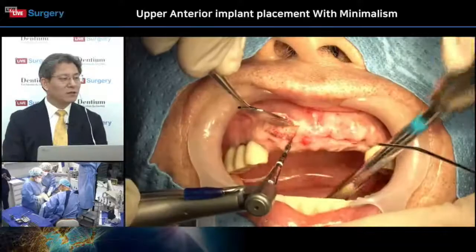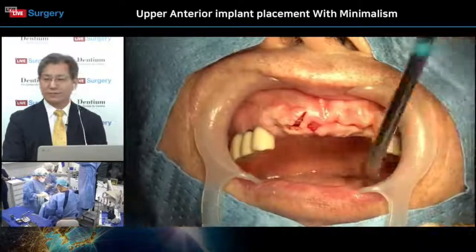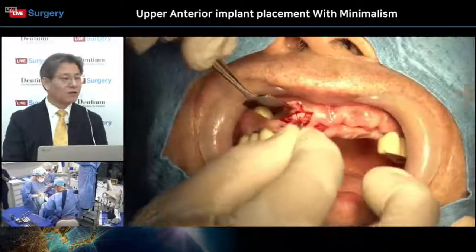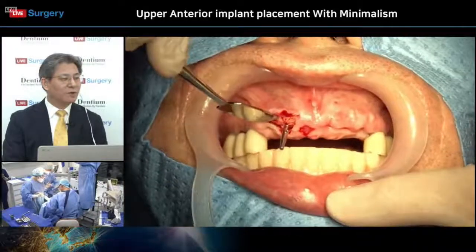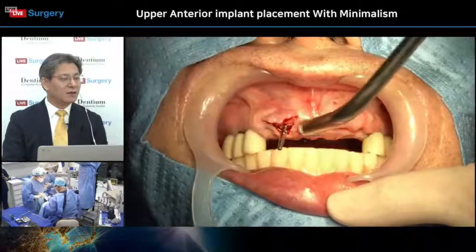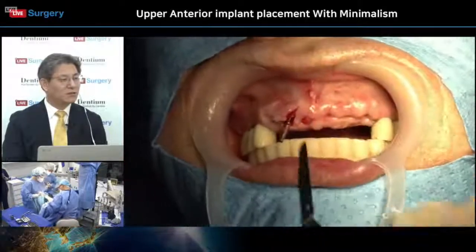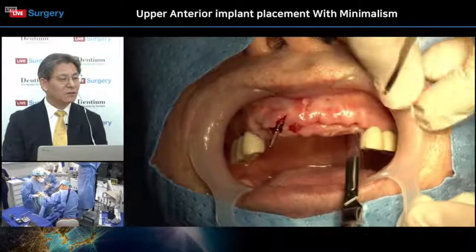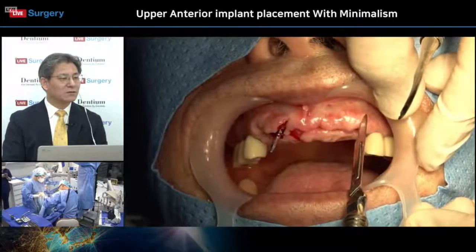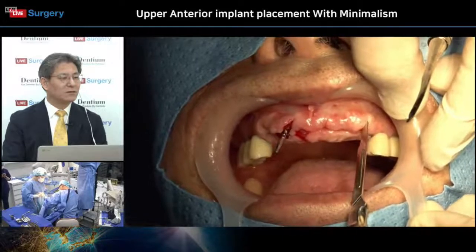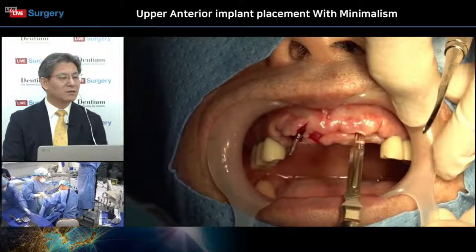1000 RPM with saline irrigation. So, using the paralleling pin and checking the path, relatively good. Looks good on this side. But on this side, due to a defect, we tried a little bit more extension of the incision to the canine and the second central incisor area.